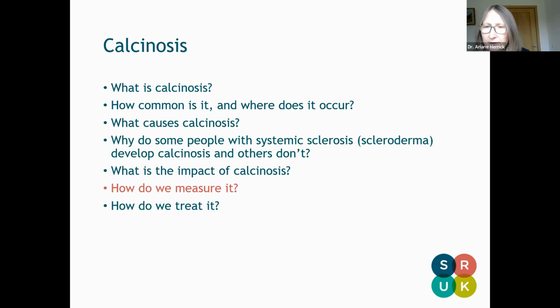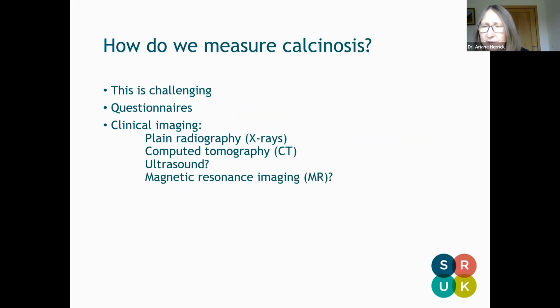So next. Calcinosis has been a very neglected area in medical research up until fairly recently.